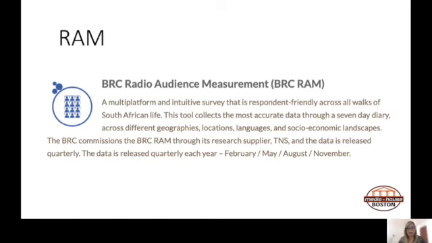Who else uses these numbers? Academic researchers and analysts use these numbers. In the end, research on media audience is necessary in order to test and develop theories on audience behavior and media consumption.